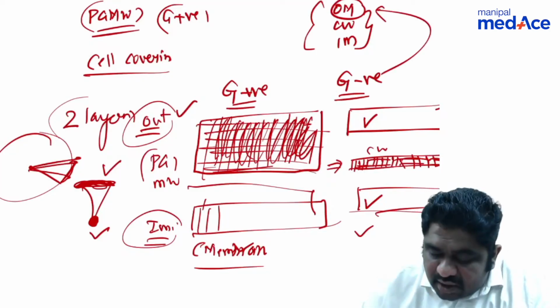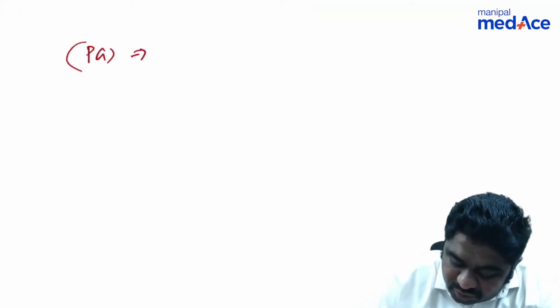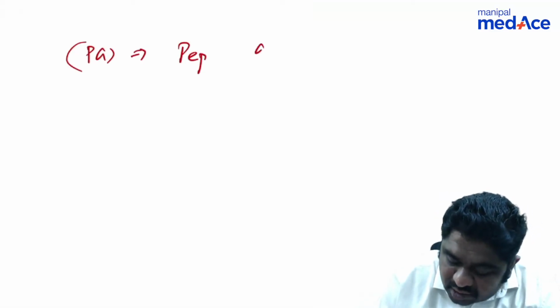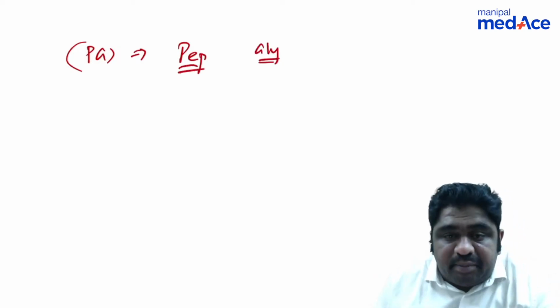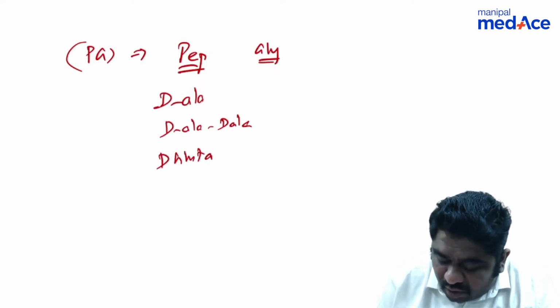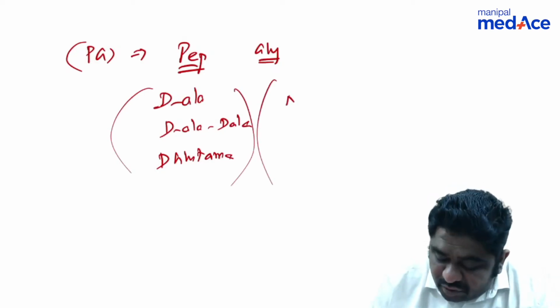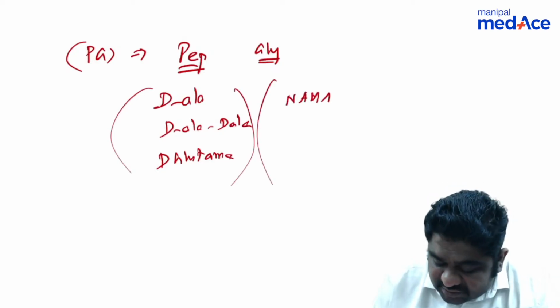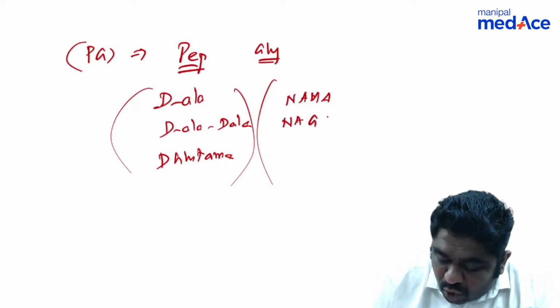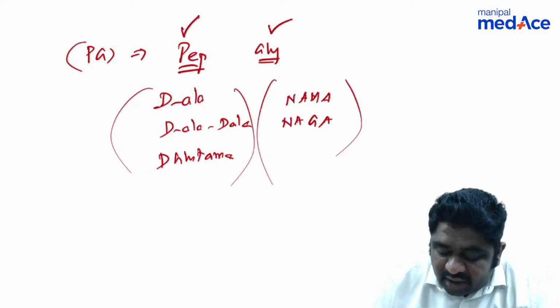Now, what is the peptidoglycan layer made up of? The peptidoglycan layer is made up of peptide component and glycan component. The peptide component is made up of D-alanine and D-ala peptide, then D-glutamate. All these are the amino acid and peptide components. The glycan components are made up of N-acetyl-muramic acid and N-acetyl-glucosamine. So all these things are a combination. One is the peptide component and the other is the glycan component.